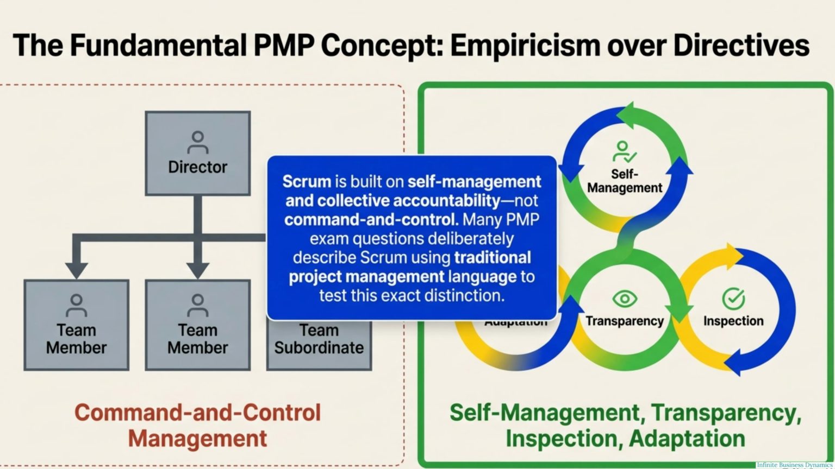And this brilliantly illustrates the core engine that makes all this self-management possible: empiricism. Rather than a manager pulling the strings, Scrum relies on continuous loops of transparency, inspection, and adaptation. It's like a system of self-correcting feedback loops. This right here is exactly what you need to look for in correct exam options. You want the answers that favor empirical learning and team autonomy over top-down directives.